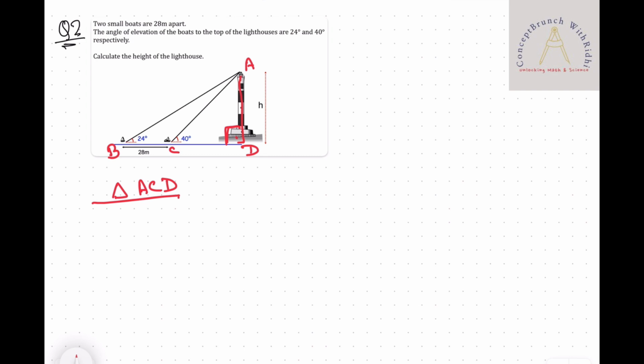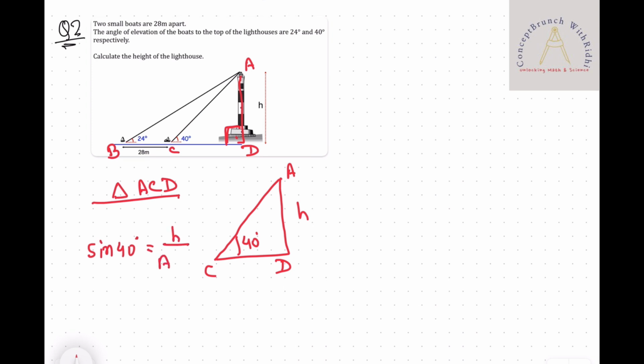So let's make the triangle here. In this triangle, this is 40 degrees, this is H, this is C, this is D, and this is A. So what can we say from here? Sine 40 degrees is equal to H divided by AC. From the second triangle we'll find the value of AC and transfer it here.